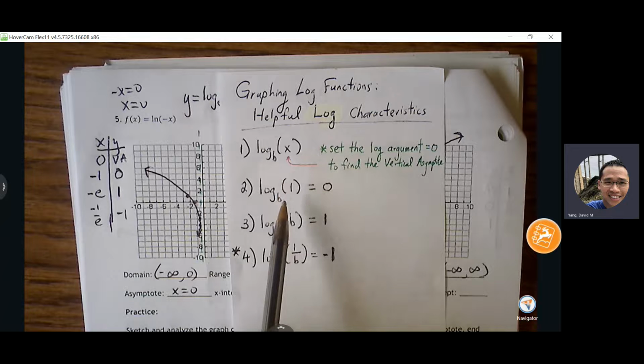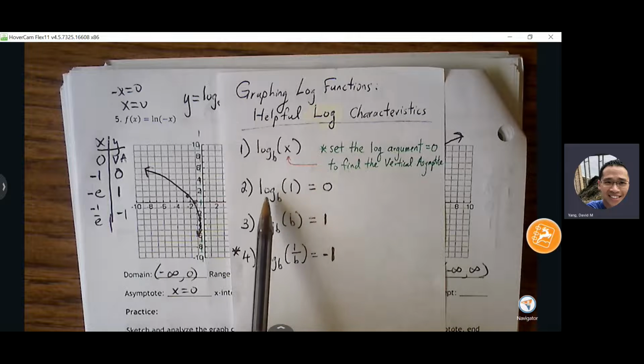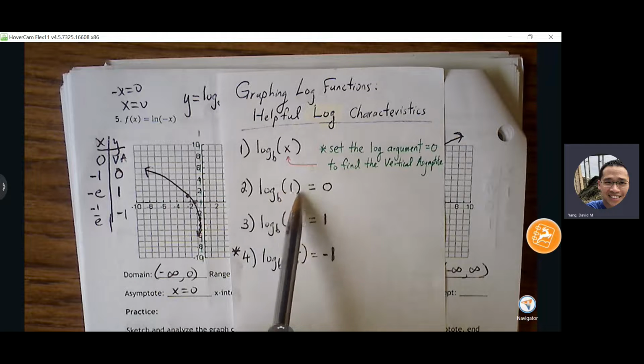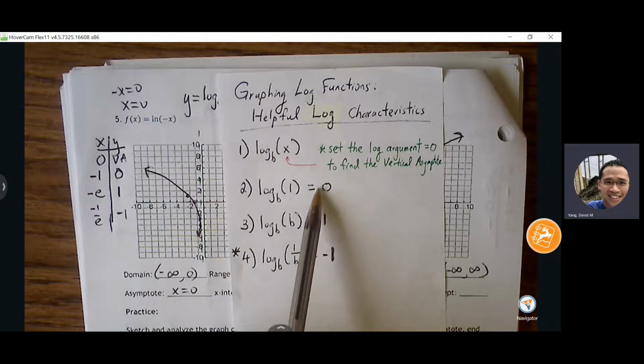The second property is to figure out what x value will cause your parentheses to be 1. Whatever will cause your parentheses to be 1, then you know log of 1 is always 0. If that's the case, you get a very clean ordered pair for you to plot.